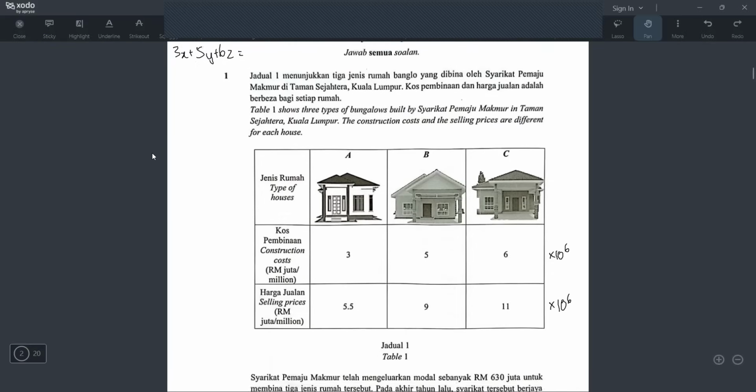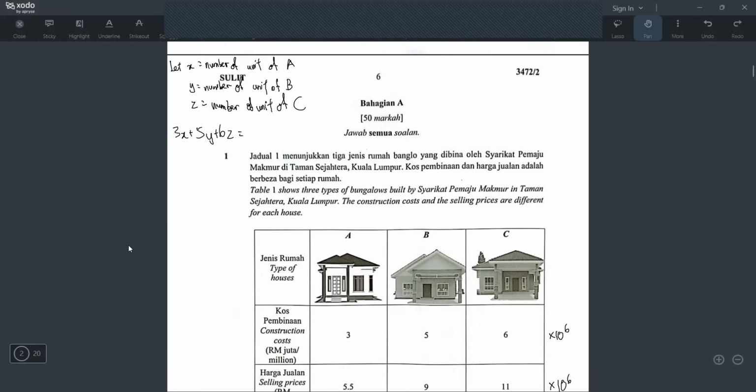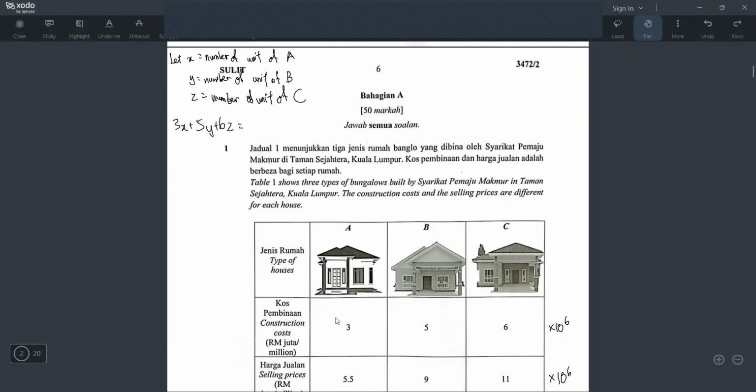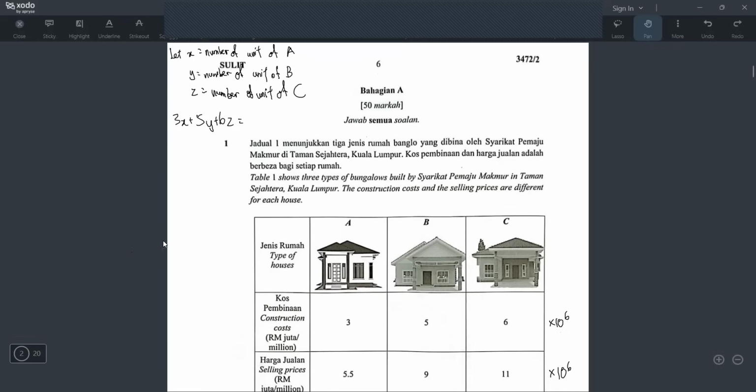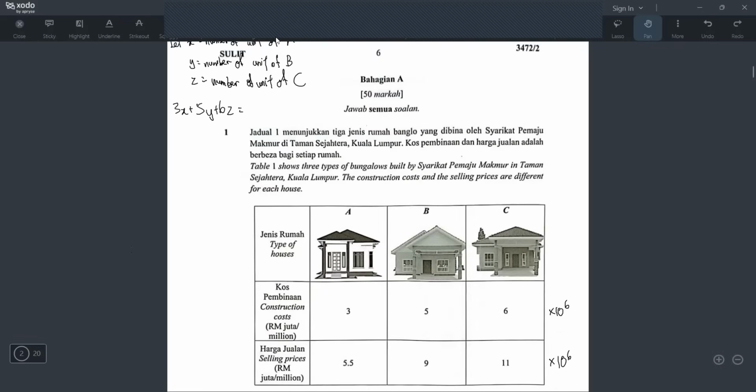Because when you take 3 million, it's the cost to build one house A, right? But there's X number of them, so it will be 3X, and then plus 5Y plus 6Z, and they have to be equal to the capital, which is 630 million, right?